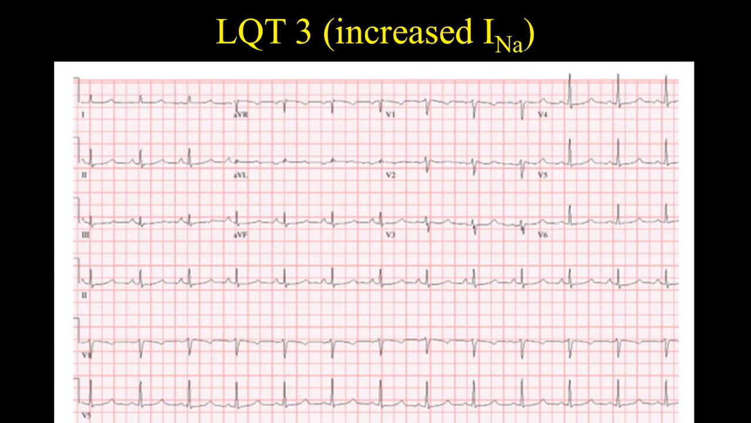Long QT3 really looks like a patient with hypocalcemia. What you see here is the T wave really looks okay. It's just that the ST segment has been moved out. This is the kind of thing you see with someone with hypocalcemia, for example. This is due to a gain of function mutation with increased inward sodium current. And so this is kind of a form of ranolazine poisoning that's congenital, with increased late sodium current.